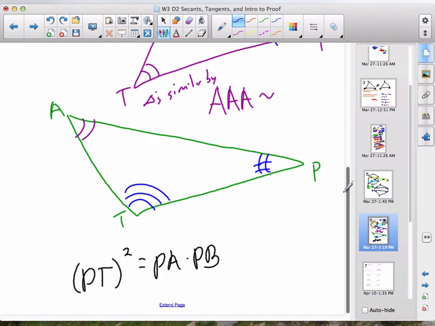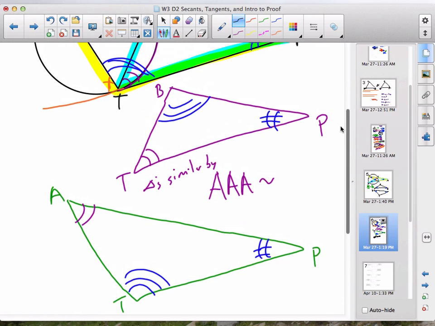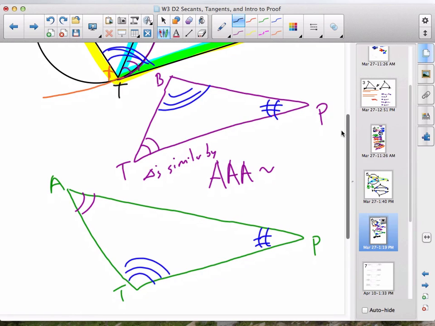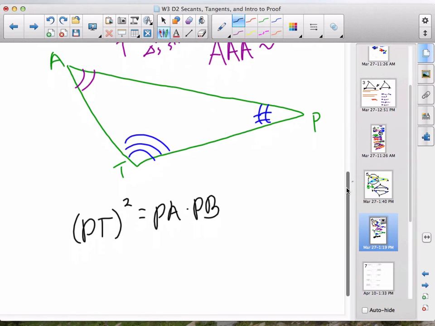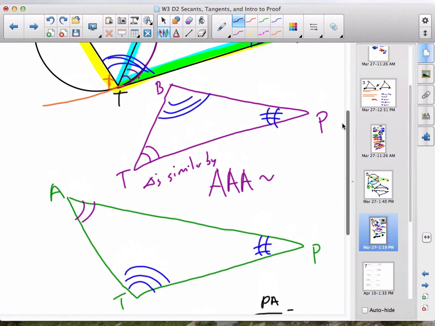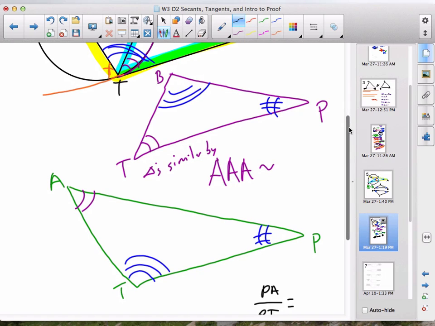Lexi, yeah. Well, you could basically set up another proportion. Lexi says set up a proportion. Go on. You could set up PA over PT because they're corresponding sides. I love it. PA over PT, since they both have the one angle and the other one, equals PT over PB. Because those are also corresponding.